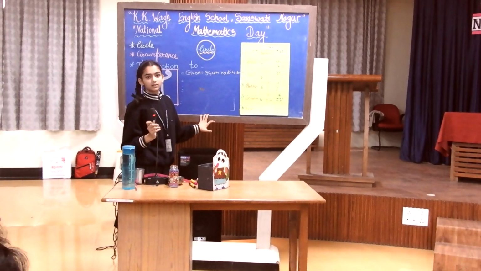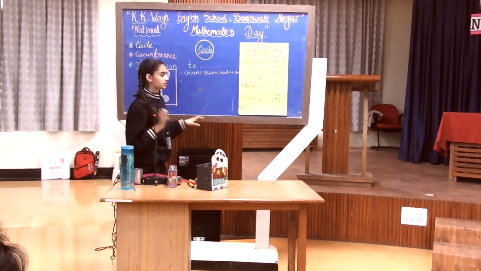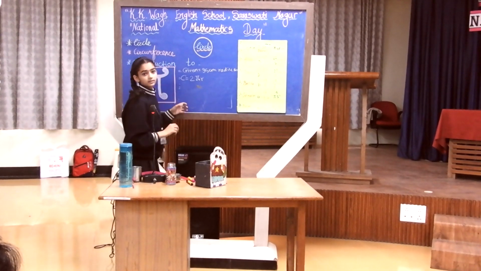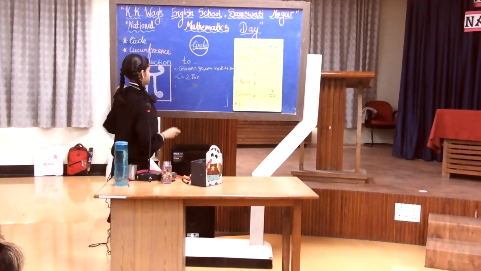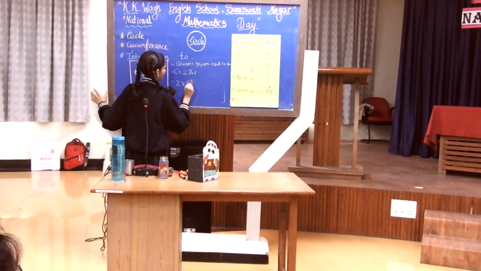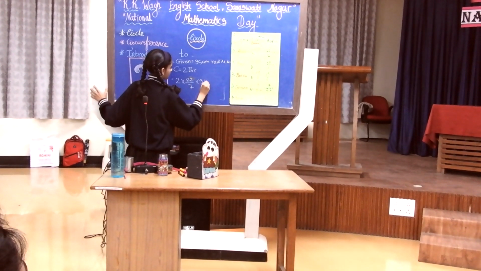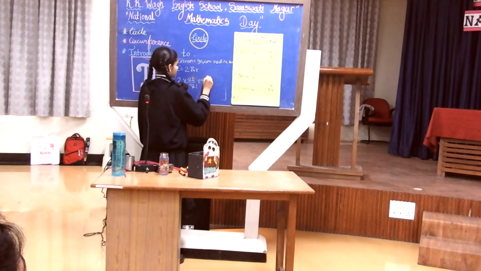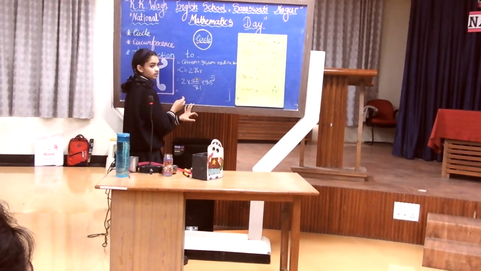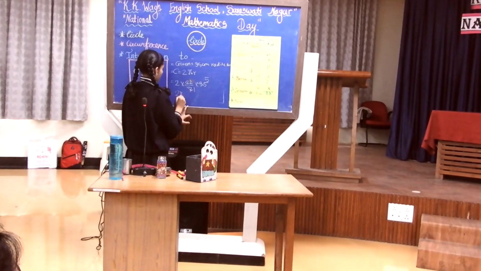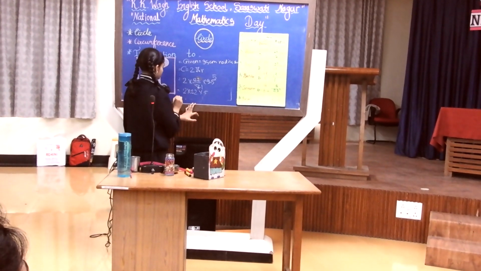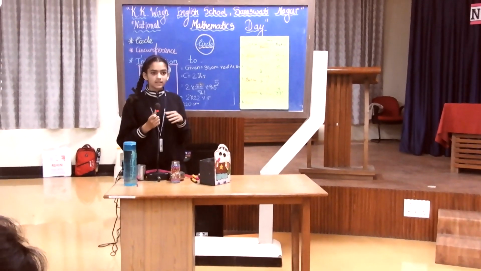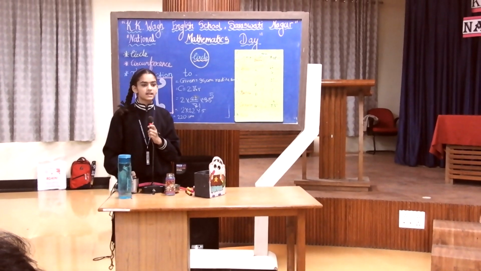Then circumference equals 2 pi r. Then put the values. 22/7 into 35. So how can we divide it? 7 fives are 35. 2 into 22 into 5, that is nothing but 220 centimeter.